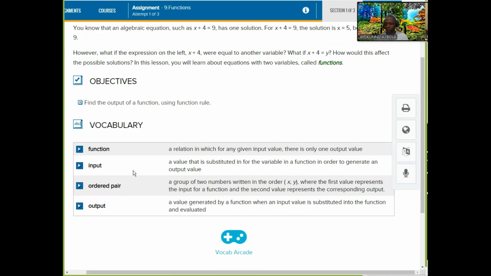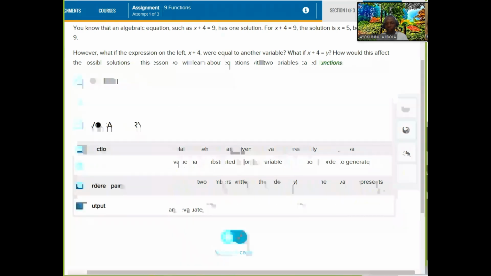We have input, a value that is substituted in for the variable in a function in order to generate an output. Ordered pair, a group of two numbers written in the order x, comma y, where the first value represents the input for a function and the second value represents the corresponding output. Then output, a value generated by a function when an input value is substituted into the function and evaluated.